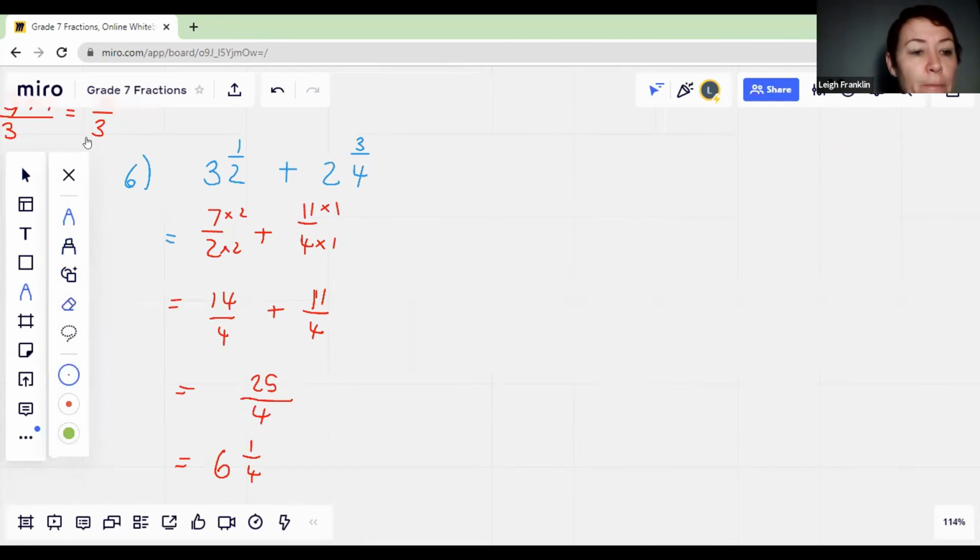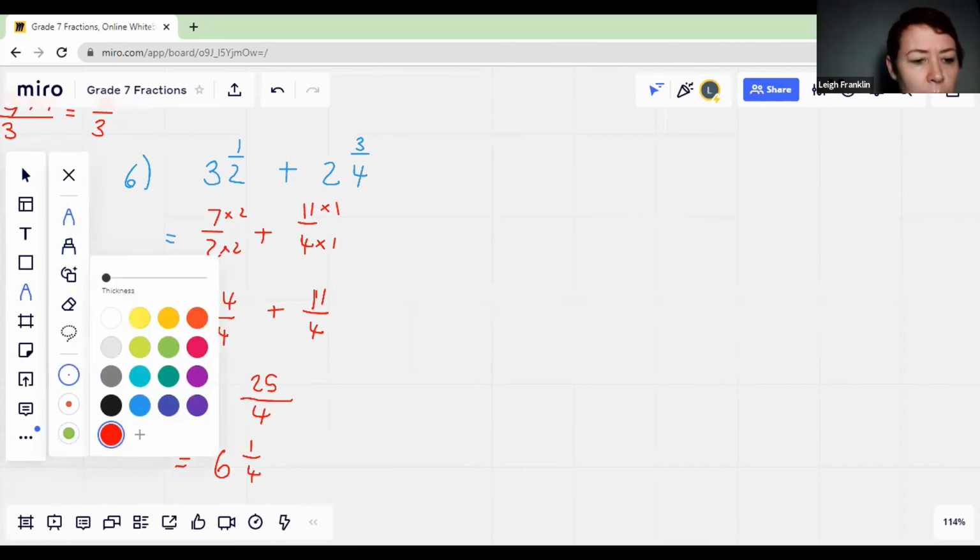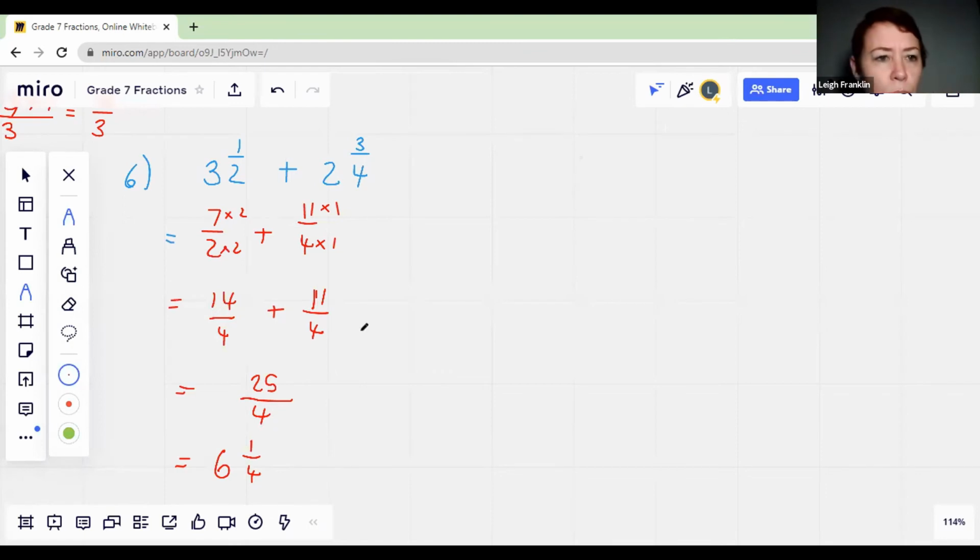Yes, Uko? I got 6 whole and 2 over 8. Yes, that is correct. But they would expect you to simplify that 2 over 8 to 1 over 4. So that's perfect, Uko. Well done. You're not wrong, but just remember to simplify the little fraction bit as well, and then you've got full marks. Anybody that's feeling super confident, I'm going to give you another one to try.